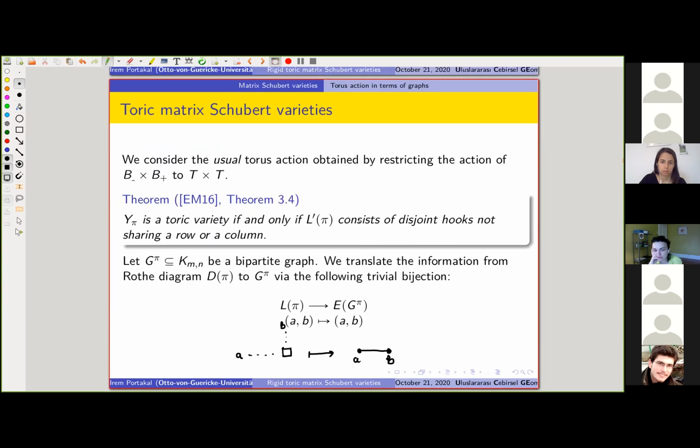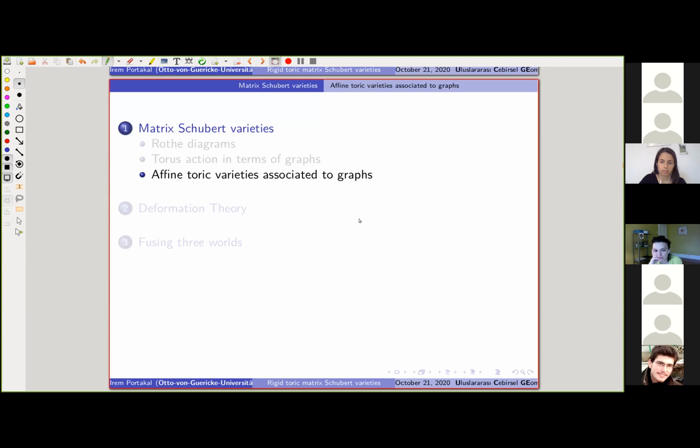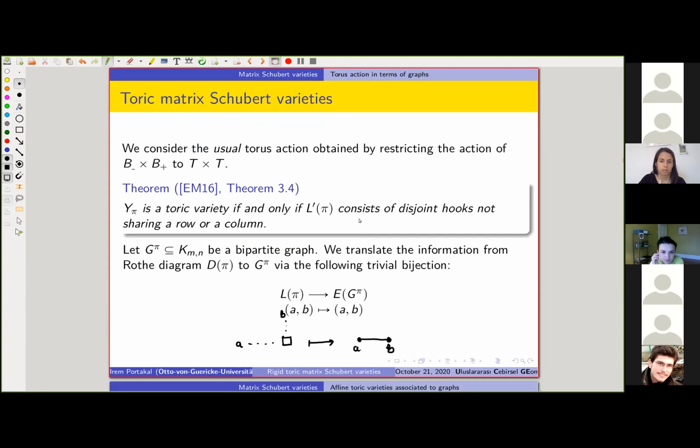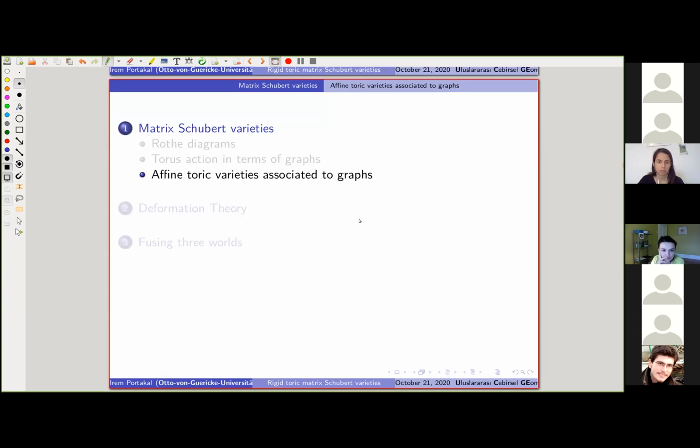Okay, so yeah, this is how I basically translate it. Well, good, but how do I use these graphs to understand the toric varieties then? Maybe I talk about that and then I stop again for a bit. So first I tell you about what an affine toric variety associated to a graph is.